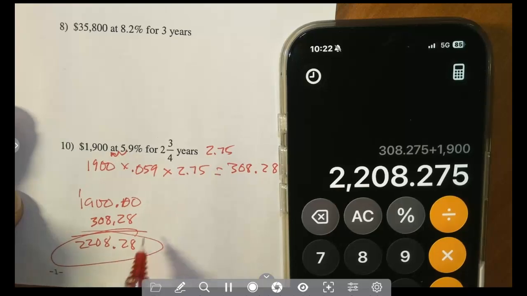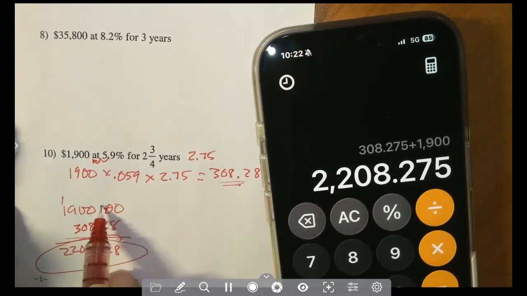Most common mistake, kids just do this. They just get to the interest. They forget to add it back.